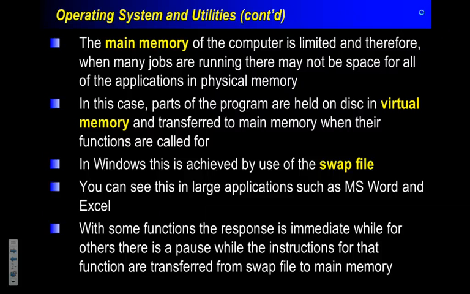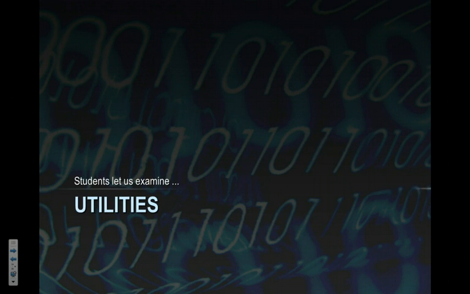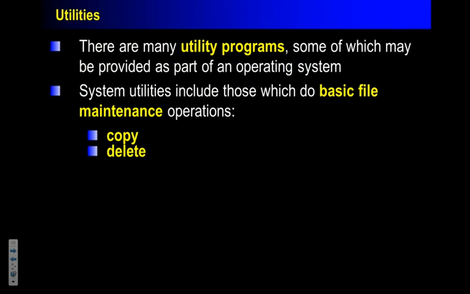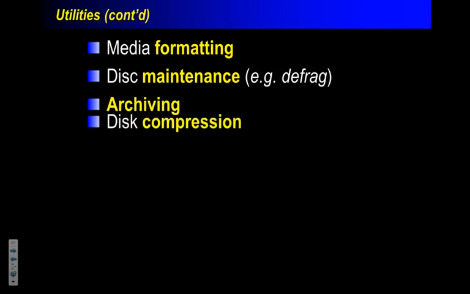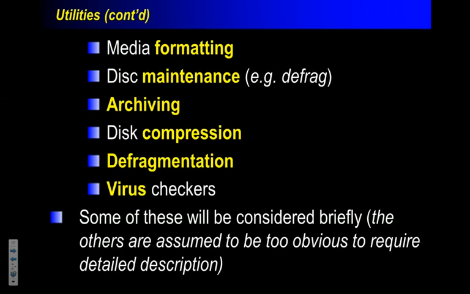Last piece of the puzzle, utilities. This is extra stuff that's added onto OSs, like copying files, deleting files, renaming files. The fact that we can do that was just an add-on feature that Windows gave you, okay? Other add-ons could include backups, formatting, like say you put in a CD to format it, or a new USB so you can use it. Maintaining your disk drive, archiving, compression, defragmentation.